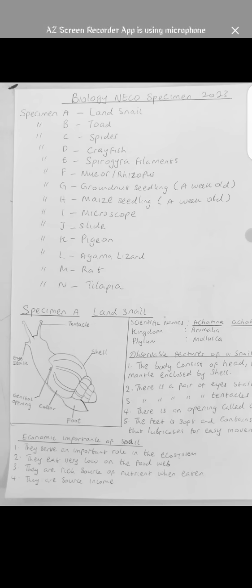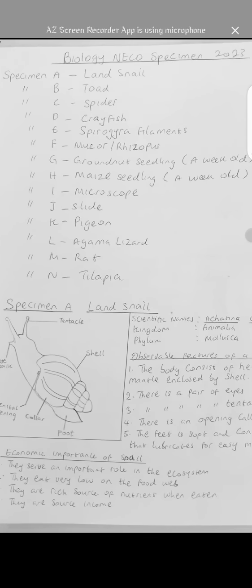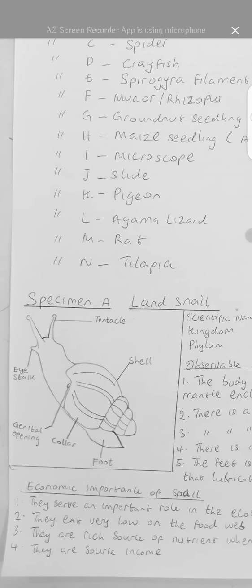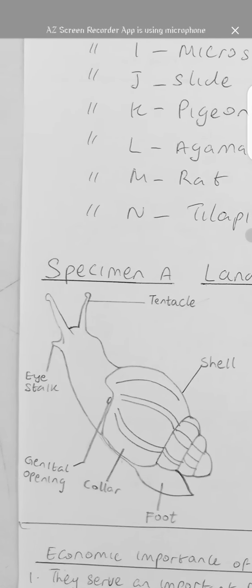So we'll start with specimen A, which is the land snail. Let me zoom to the diagram I drew. The drawing is wonderful, but you get the point. It's just the basic labeling: tentacles, eye stalk, the genital opening, the collar, the shell, the foot. This is one of the simplest. In case they tell you to draw the land snail and label, you can do this. You can learn the diagram.